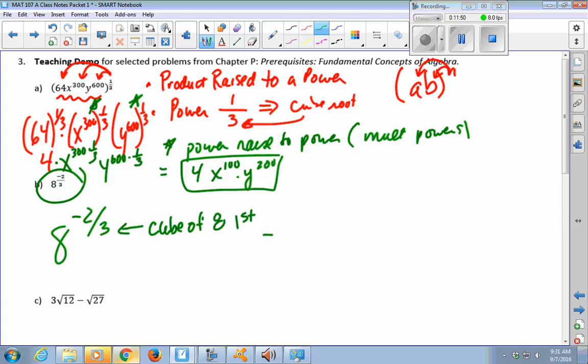Okay, so let's do that. When we take the cubed root of 8, what do we get, Jacob? 2. And now that we've taken care of the cubed root, we're only left with a -2. So this is what the first step would look like. 2 to the -2, and now it looks like the problem we just had for the preview exercises. This is 1/2 squared, which is 1/4.